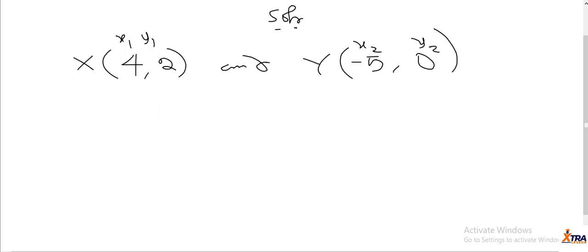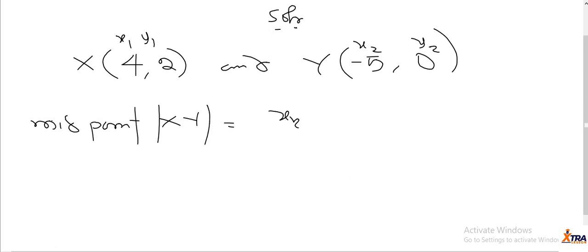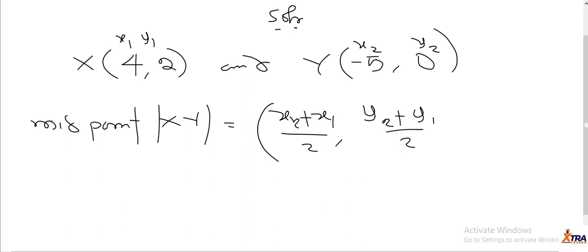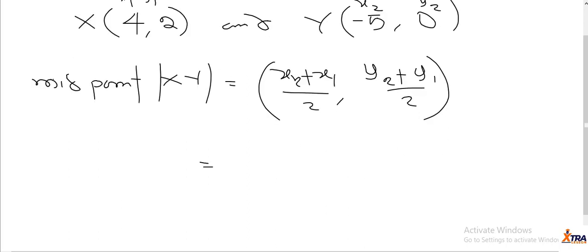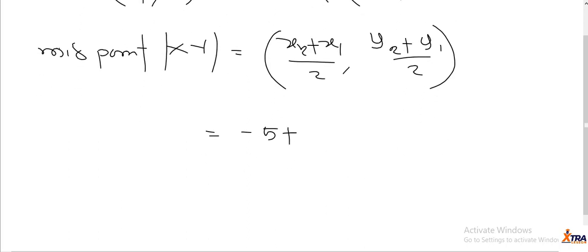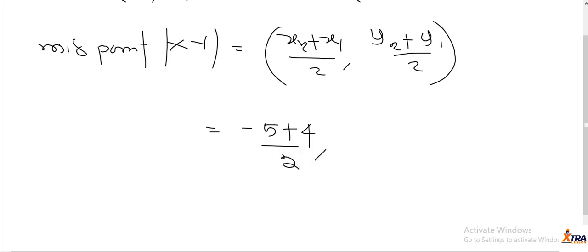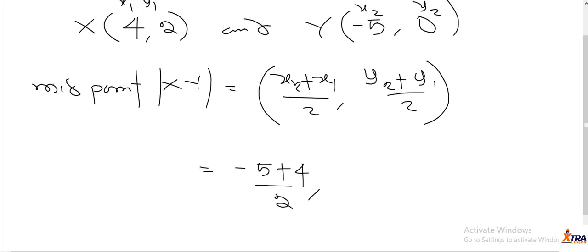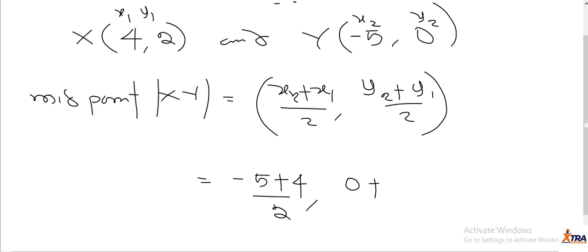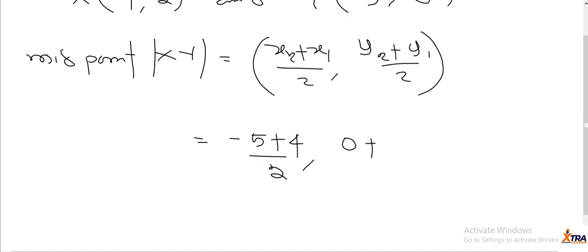So the midpoint will equal (x2 plus x1) over 2, comma, (y2 plus y1) over 2. So we have x2 to be equal to -5 plus x1, that will be 4, over 2, comma, y2 we have 0 plus y1 we have 2, over 2.